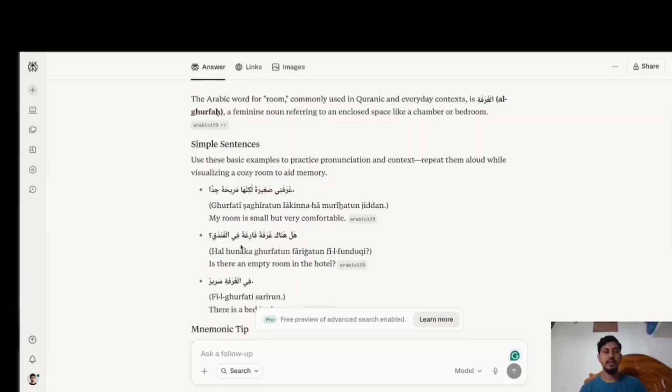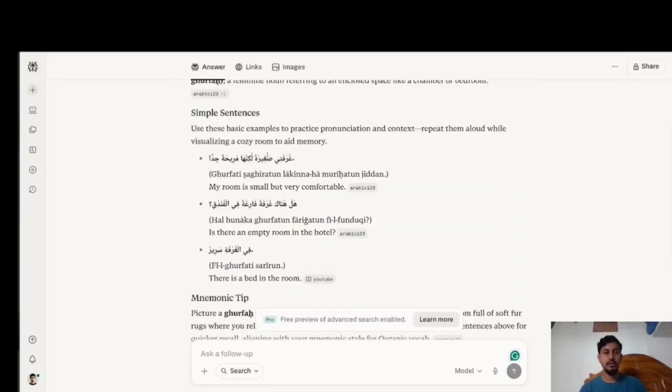I guess later when we learn some grammar and pronouns, we'll know why this ghurfati is my room. Here we can see some sentences. Ghurfati sagiratu lakinnaha murihatu jiddan. My room is small but very comfortable. So we can say like my ghurfa is small but very comfortable. And by making sentences, you can also learn some other words.